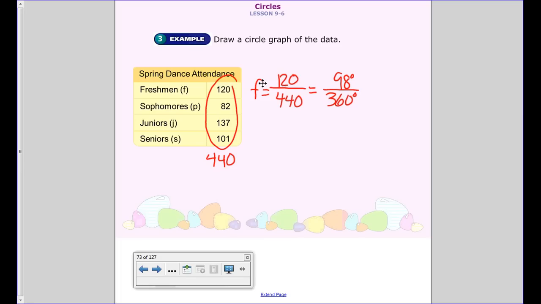So I want you to finish up this one. So go ahead and do this part, and when you're all done, you can come back and check your answer. So go ahead and pause me now.